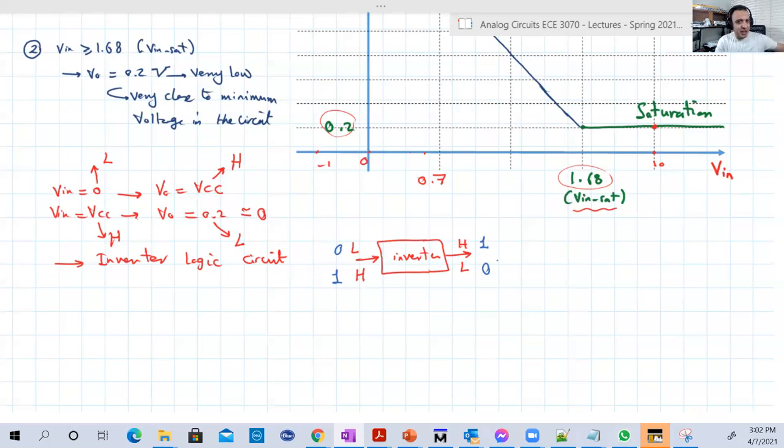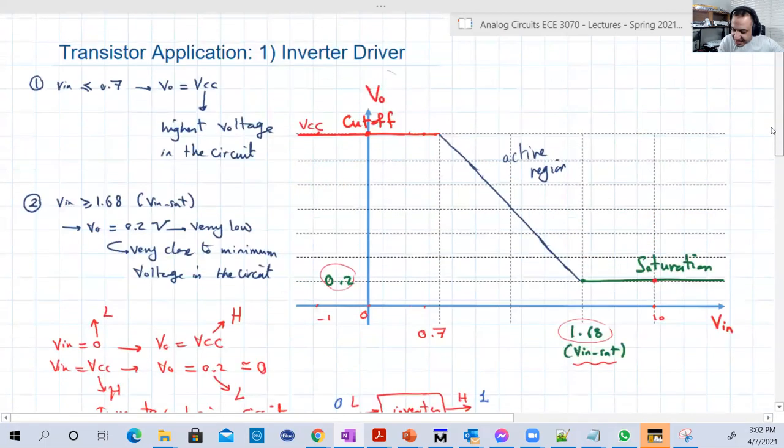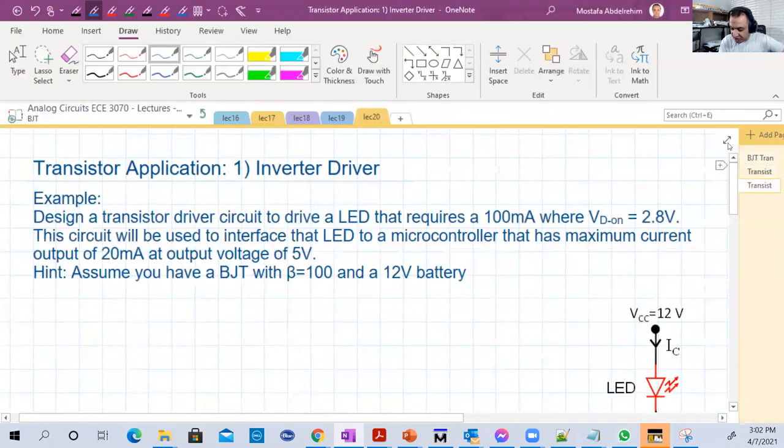Of course, there are other applications that depend on the active region, but we're going to delay them to the next lecture, okay? So let's see an example about the inverter driver.